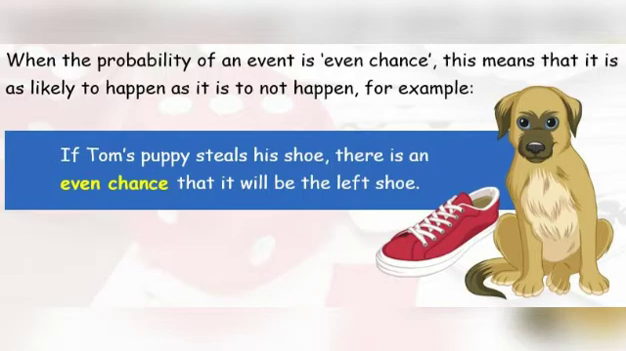So because there are two possible choices, and it doesn't matter which one Tom's puppy chooses, there is an even chance that it will be the left shoe. The chance of choosing the left shoe is just as likely to happen as it is to choosing the right shoe. So it doesn't matter which one Tom's puppy chooses, there is an even chance of choosing either the left shoe or the right shoe.